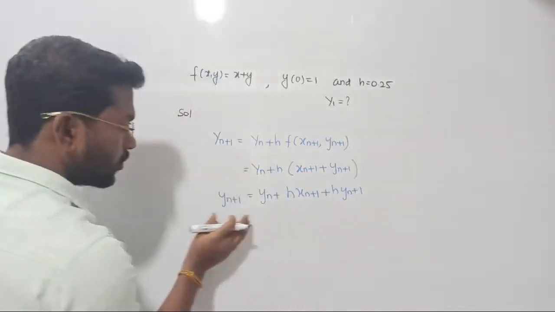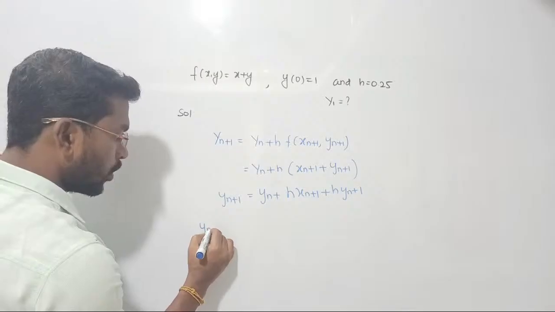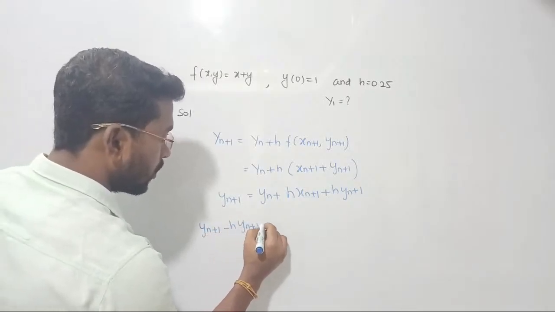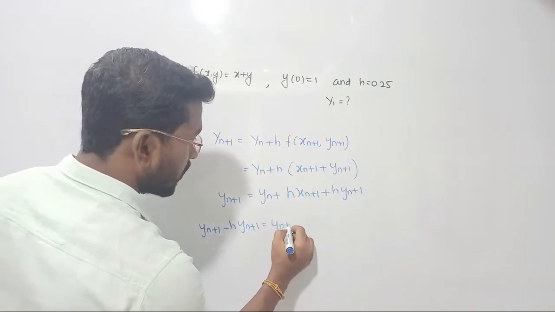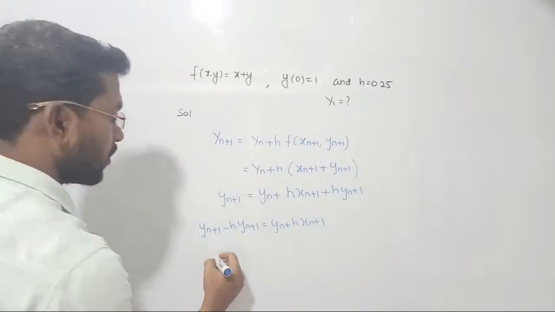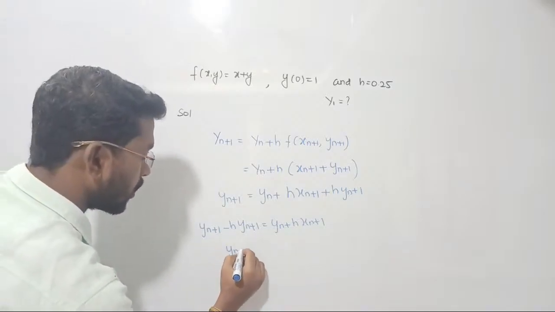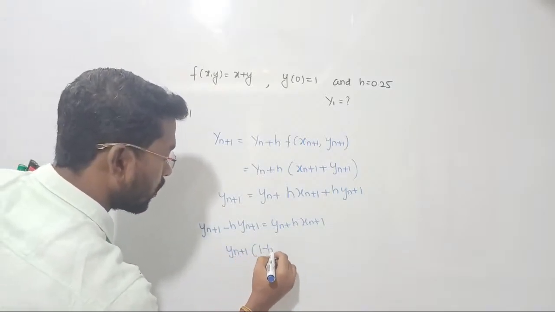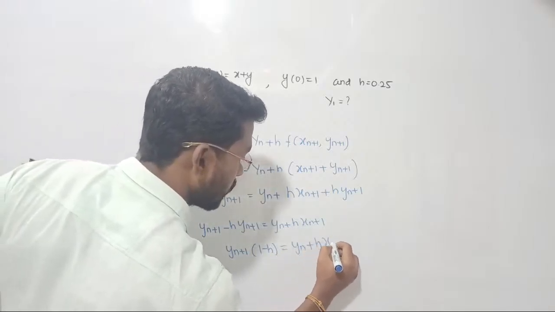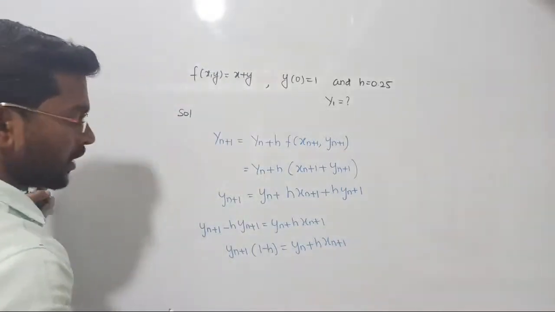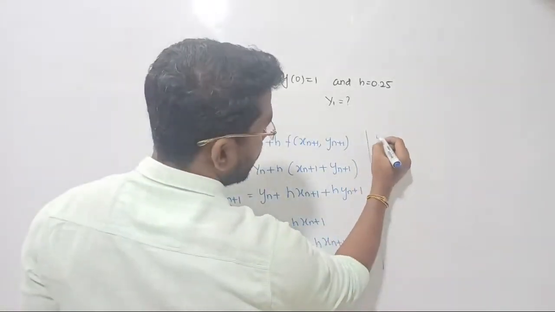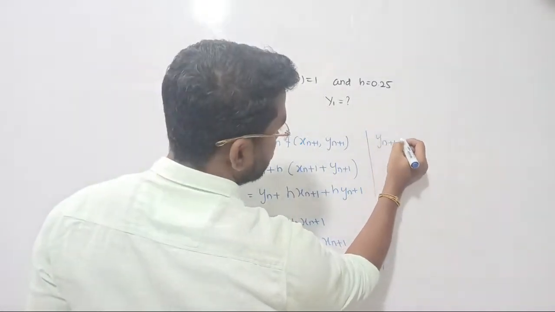Just bring this term to the left-hand side such that it becomes yn plus 1 minus h into yn plus 1 equal to yn plus step size h into xn plus 1. Now from here you can take yn plus 1 outside, such that it is 1 minus h, equal to yn plus step size h into xn plus 1. Clear? Now you can continue further and finally obtain the solution for yn plus 1.